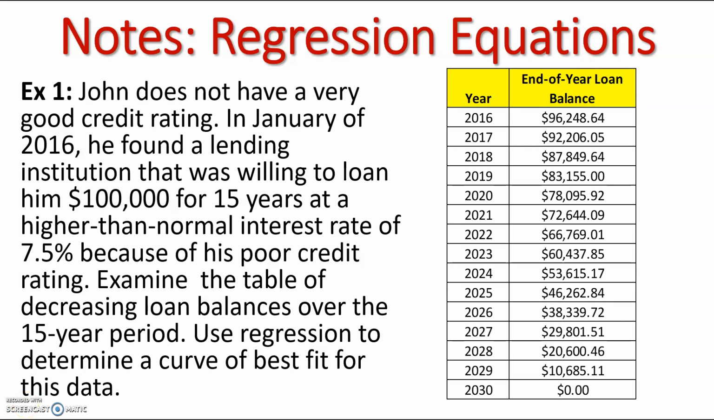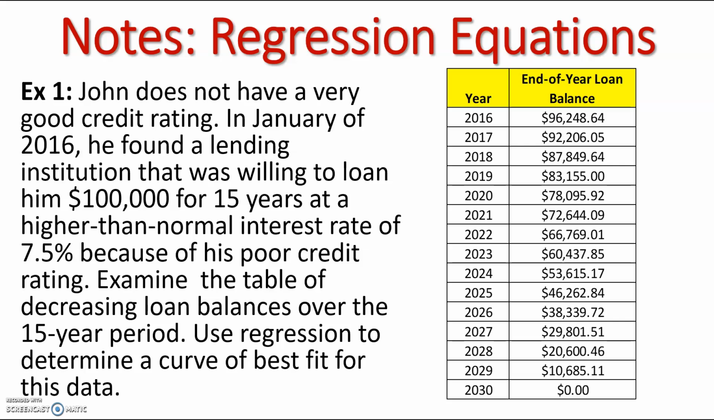The topic of this lesson is regression equations. Example 1. John does not have a very good credit rating. In January of 2016, he found a lending institution that was willing to loan him $100,000 for 15 years at a higher than normal interest rate of 7.5% because of his poor credit rating.